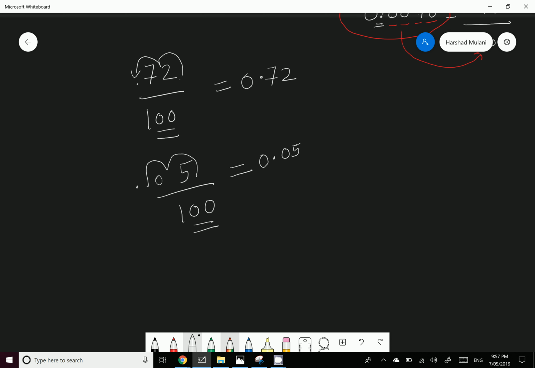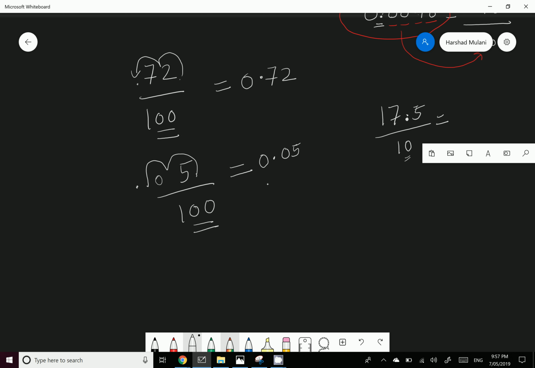Now take one more example where you have a decimal in the numerator. Say this is 17.5 divided by 10. What are we going to do here? Because there is only one zero at the bottom, now you're converting to decimal point.